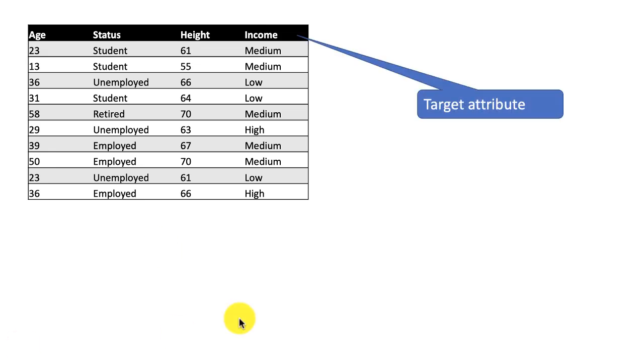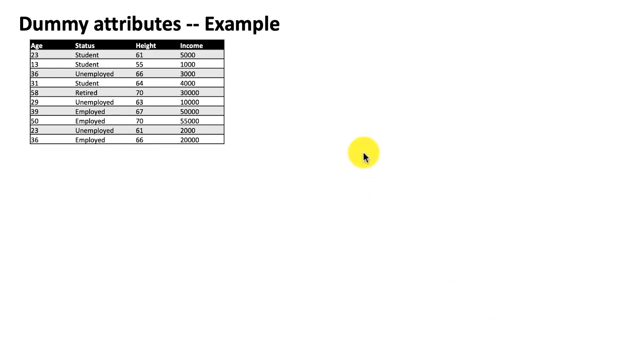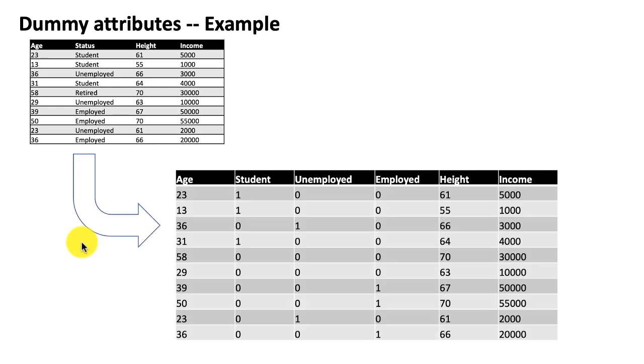Okay, so what you do is you're going to use something called dummy attributes. We're going to use the technique that creates dummy attributes, and dummy attributes will create a number of 0, 1 columns. Those are truly numbers that you can actually treat as numbers. So here's an example of dummy attributes, the same example. This data set with status as a categorical attribute will become this.